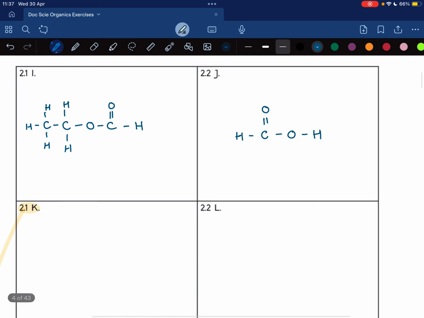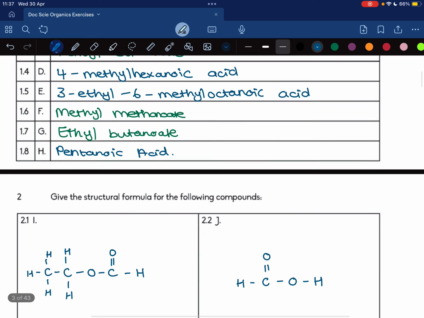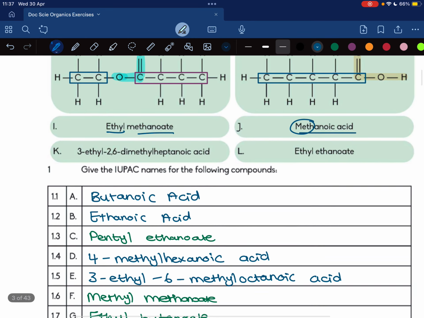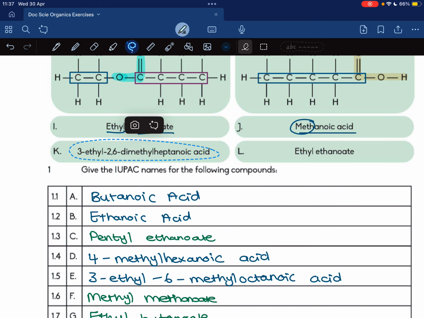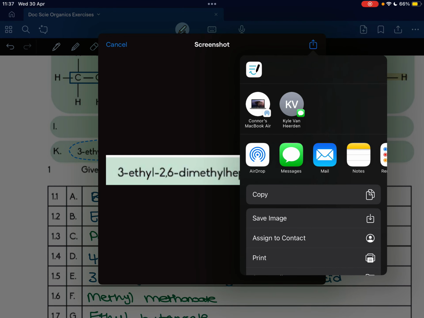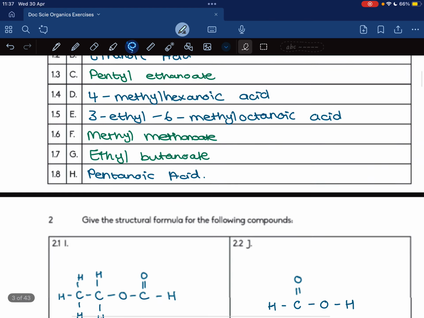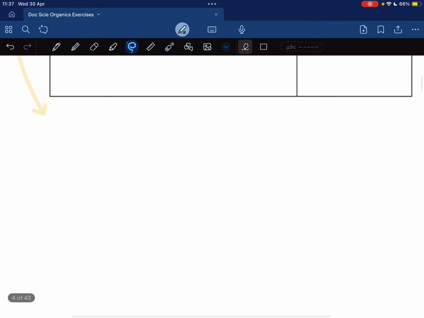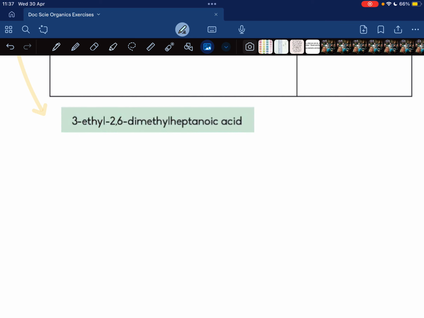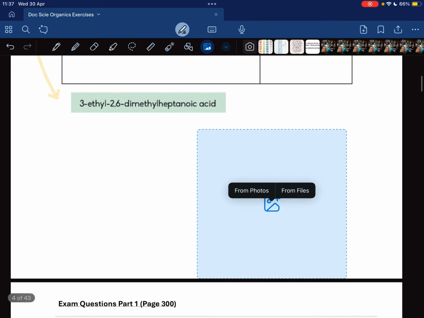Okay, then K, I've put a little mark here because I was looking at it. I don't think that this one will fit very well. So it's 3-ethyl-2,6-dimethylheptanoic acid. Okay, so I'm going to copy the name, just so that I can see it here when I do it separately. Remember you should be answering this on separate paper anyway.